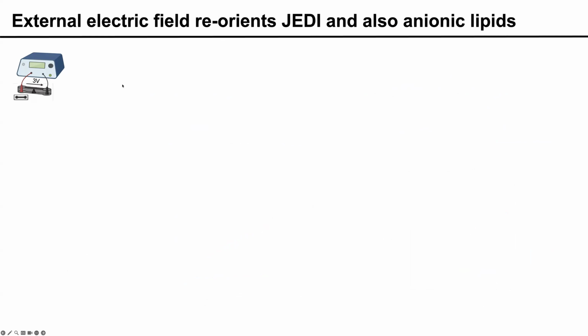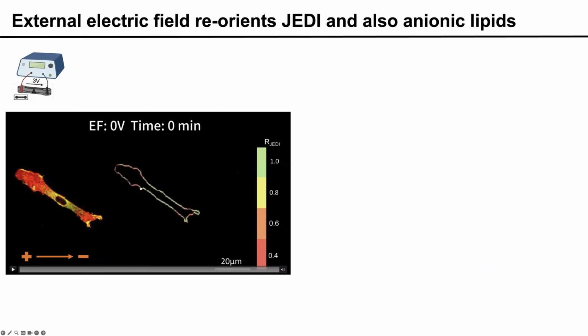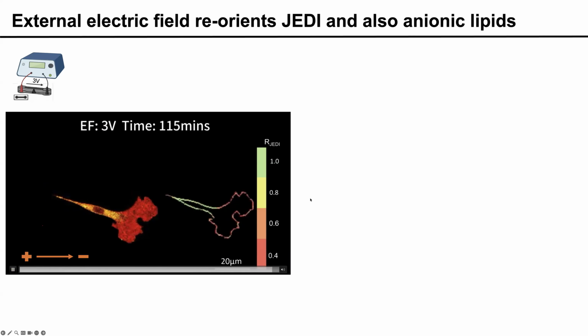You can also do electrotaxis experiments. You can apply voltage to cells expressing JEDI and PS ratiometric probes. In this case, this is JEDI. Initially, you see that the protrusive region here is red. It's more depolarized. The protrusion is in this direction, right? You turn on the electric field, and you see over time JEDI becomes more depolarized in the new protrusion towards the negative anode in the electric field.